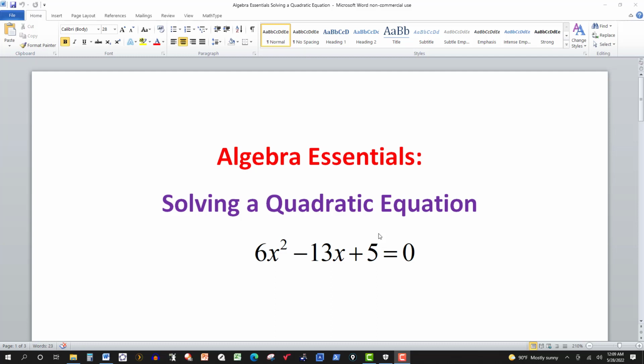But there's going to be times where your instructor will tell you to use the method of completing the square or using the quadratic formula. You can also solve it by graphing. So there's about 5 ways to solve it. The main 3 are factoring, completing the square, and the quadratic formula.